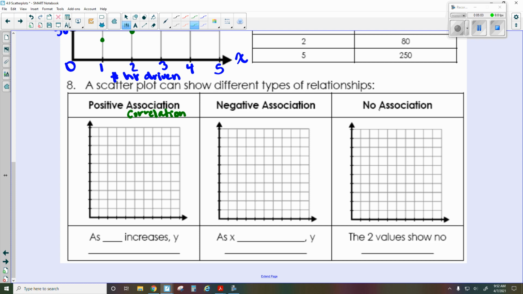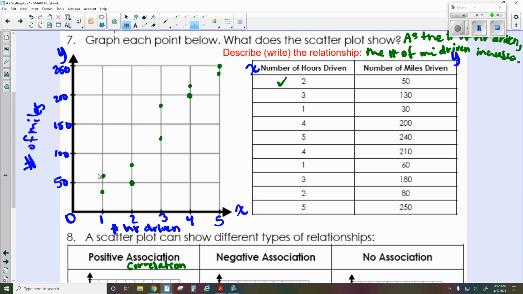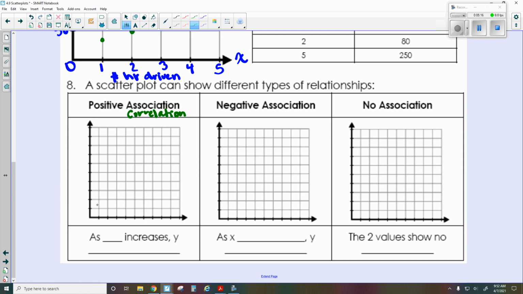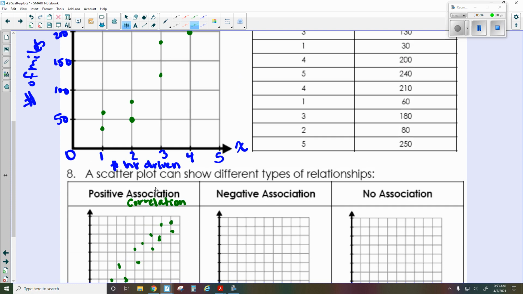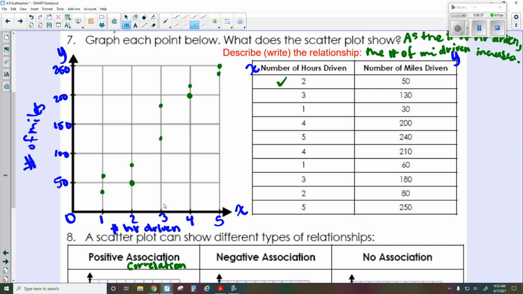So if we have a positive association, okay, think of a line increasing. Just like the example that we saw here, you can see that our ordered pairs are increasing. We'll just put an example here to show that. Okay, and you can see as your X increases, your Y variable also increases. All right, just like in the example with the number of hours driven, the number of miles increases as well.